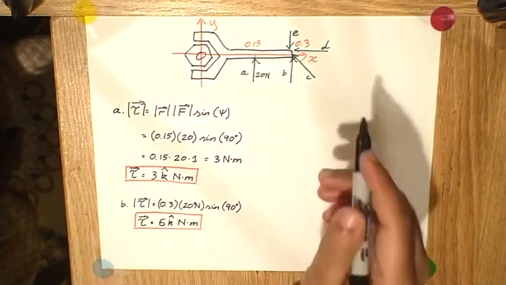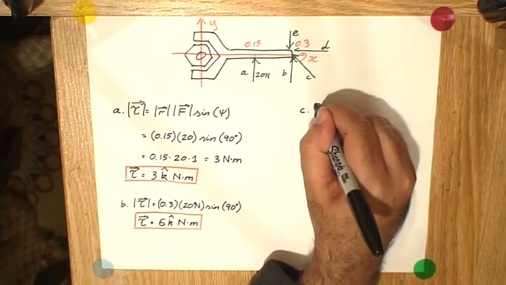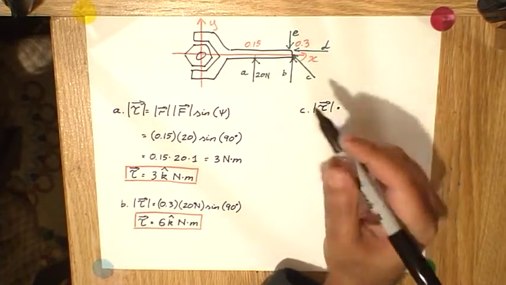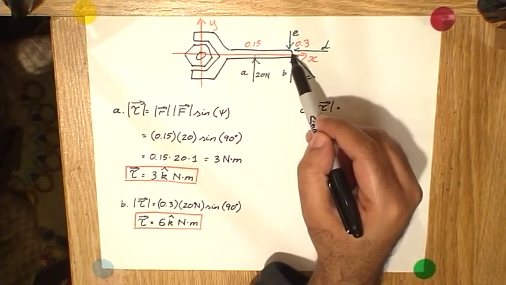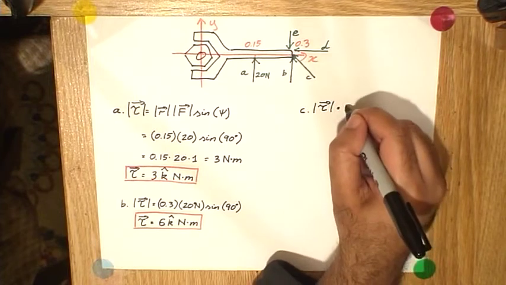Let's keep going. What about C? For C, the torque is given by the distance from the center of rotation to the point where the force is applied, which is still the same. It's still this 0.3 meters.